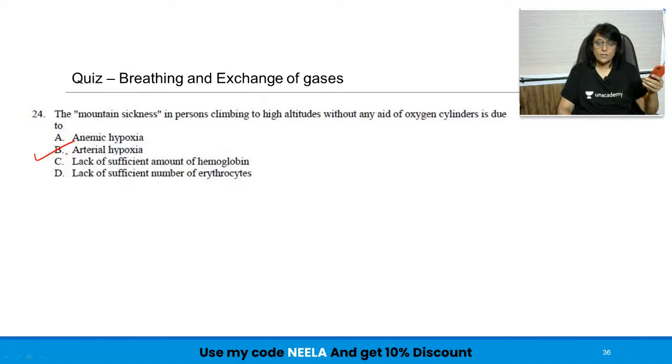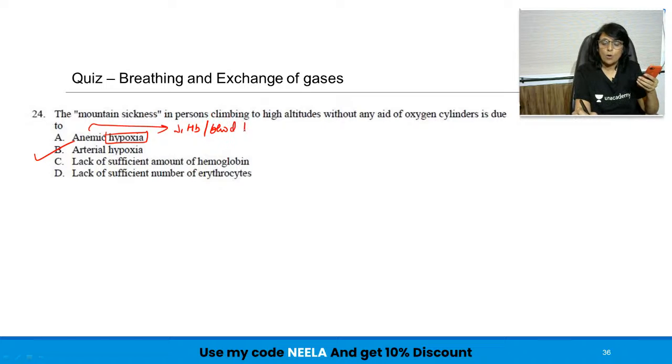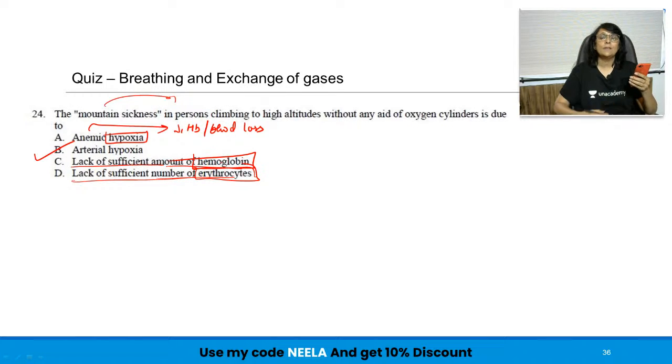Neither A nor C. See, what is meant by anemic? Hypoxia is when oxygen supply is less. Anemic is when there is low hemoglobin or blood loss or something of that sort. Then it is anemia. Lack of sufficient amount of hemoglobin? A person has just started climbing up, so the person is going with the normal amount of hemoglobin. There is no problem with the erythrocyte number, RBC number.